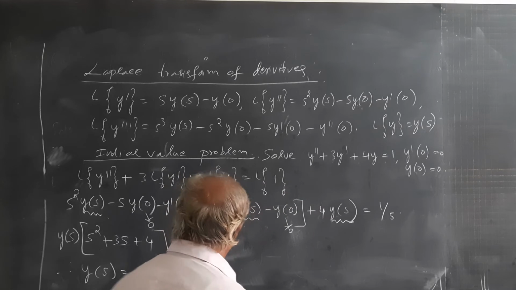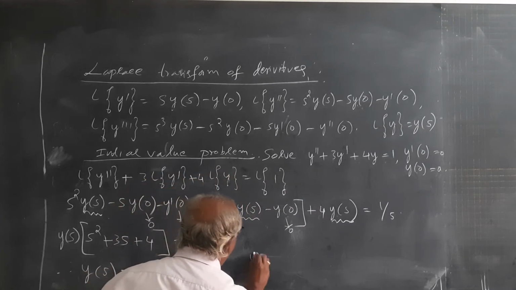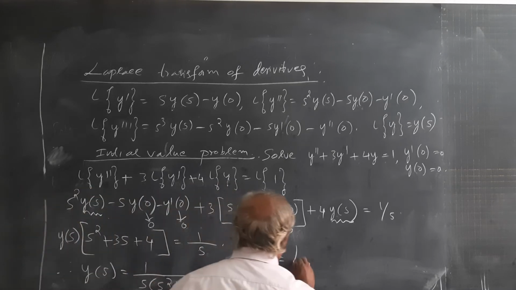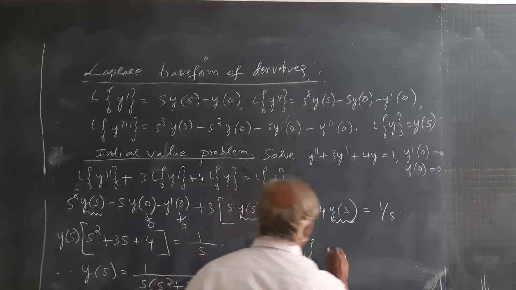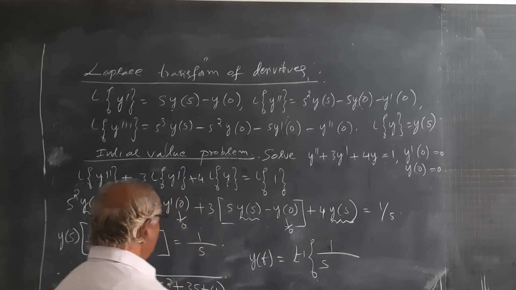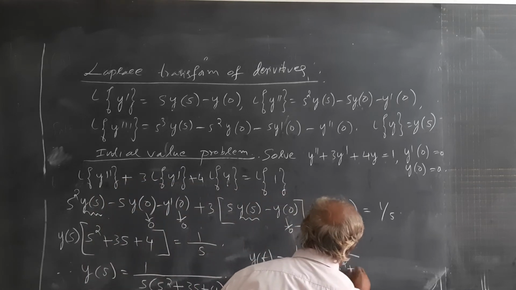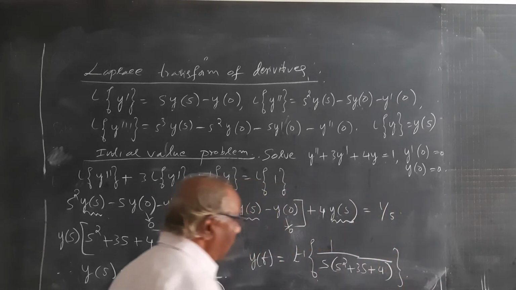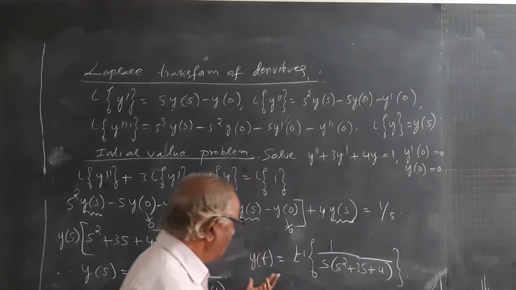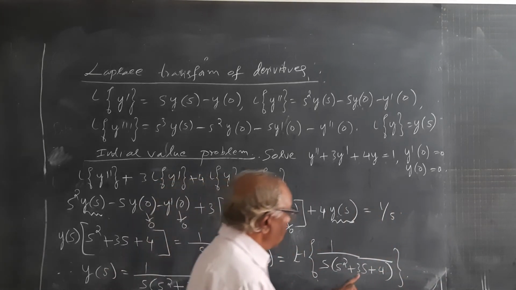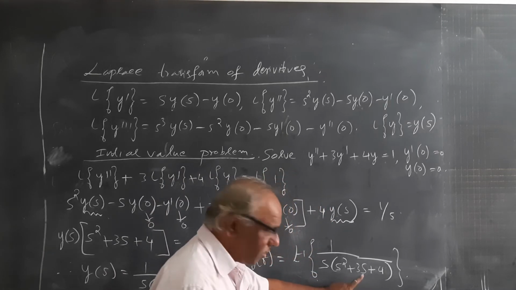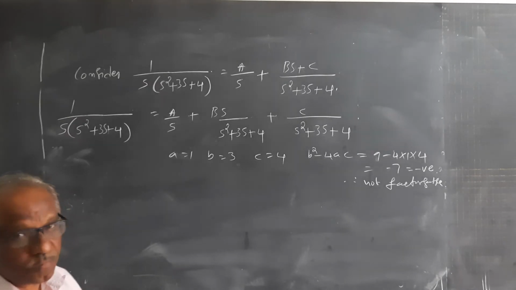That means y of t I have to find. So y of t is L inverse of this, L inverse of 1 by s into s square plus 3s plus 4. If you find L inverse, that is the solution. Now, I will continue this lecture in the next lecture. Okay, let us stop at this.